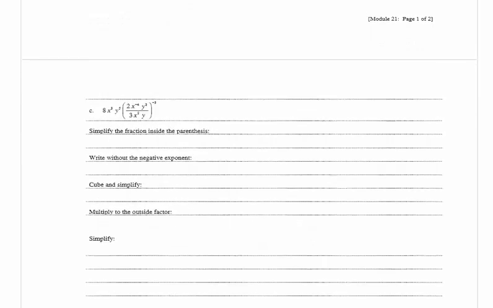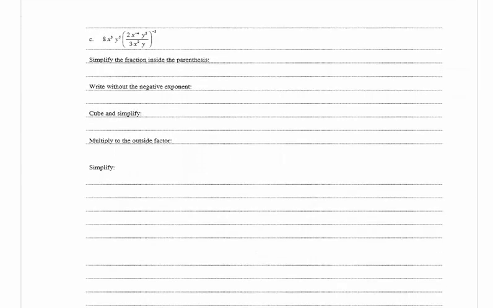In C, we have 8x cubed times y to the 5th times 2x to the negative 4th, y to the 3rd, divided by 3x squared times y to the negative 3. And they want us to simplify the fraction inside the parentheses. So we're going to have 8x cubed times y to the 5th times, to simplify inside the parentheses, we're going to use the quotient rule, and we're going to combine our factors of x and our factors of y.